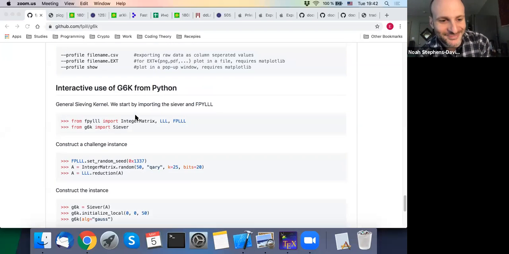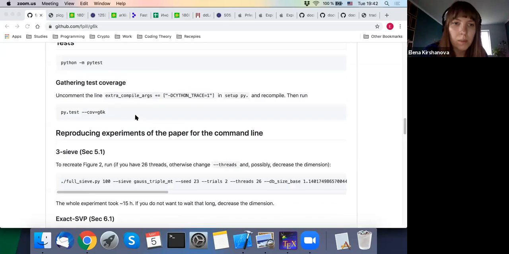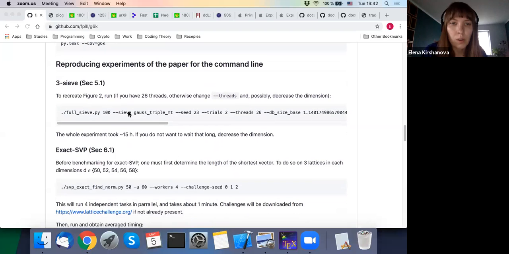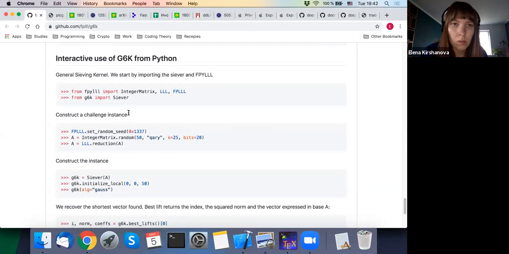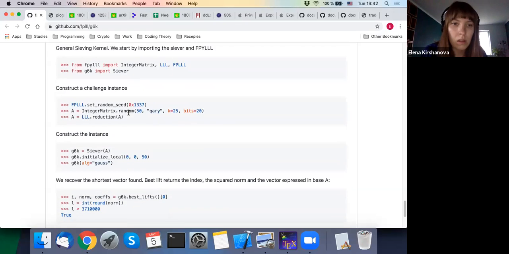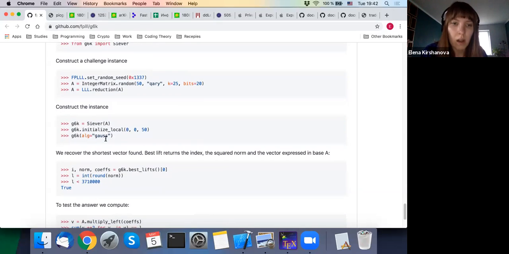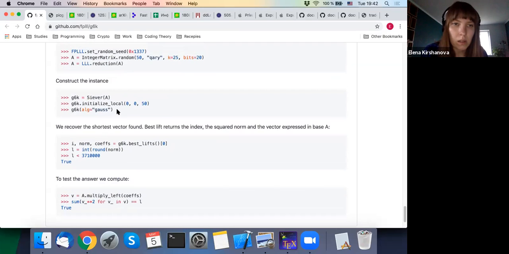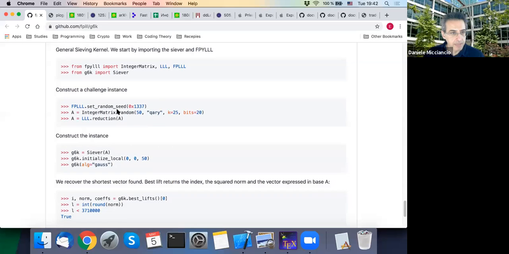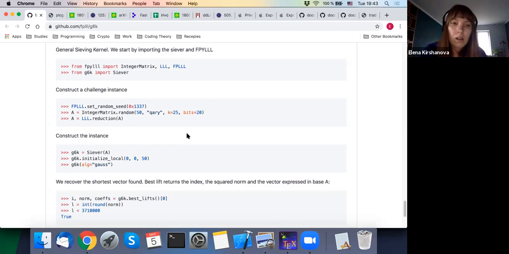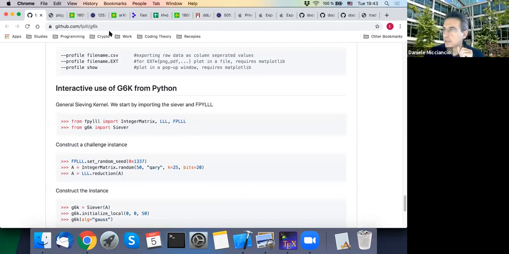So how to reproduce the experiments from the paper, you can do by just copying and pasting this in the command line. If you want to use G6K from Python, you can also do that by specifying the algorithms. I'll explain here, for instance, and this is nothing else but standard. These are exactly examples of what you do to run something on your own. And it is on the G6K GitHub.